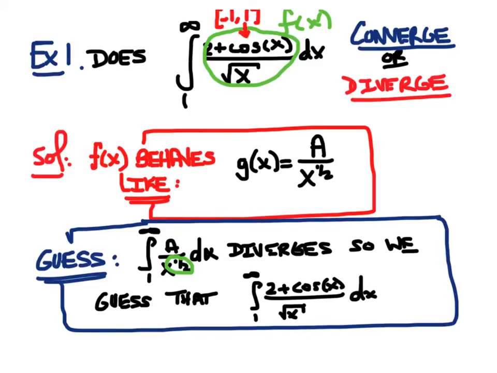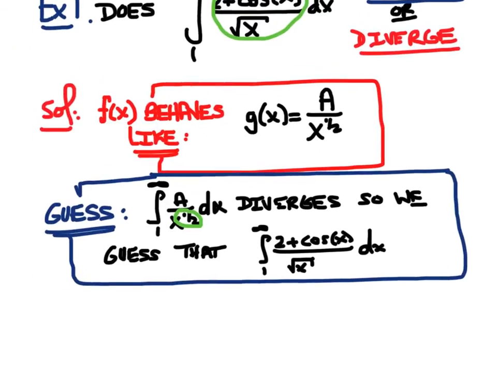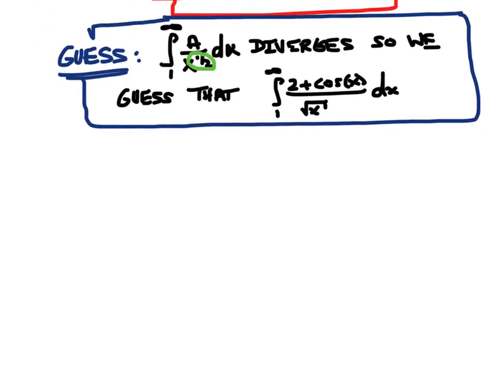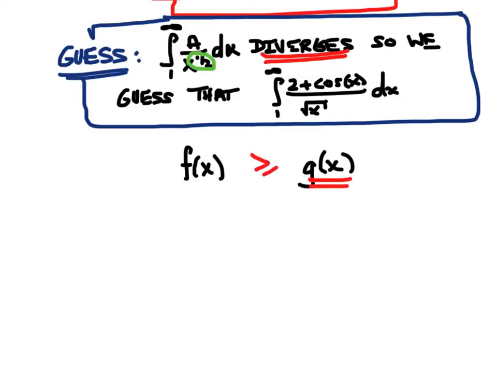So that's the setup for these problems. We first find what the function behaves like, and then we use that function that we found to make a good, educated guess on whether our improper integral converges or diverges. And then finally, all we have to do in order to apply the comparison test is show that f of x is related to g of x in a particular way. Because we're looking to show that f of x diverges, we already know g of x diverges. So essentially what we want to do is just show that f of x lives over g of x.